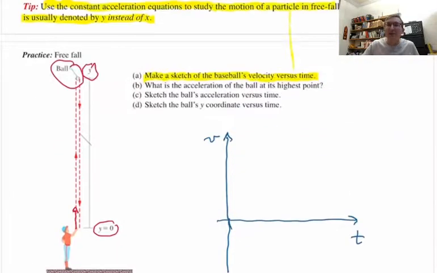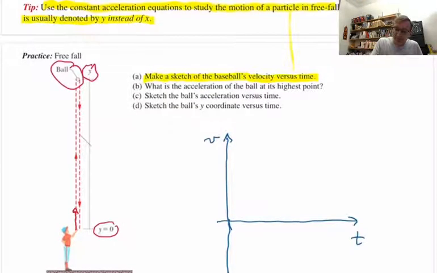Let's go back to the next question. B. What is the acceleration of the ball at its highest point? Up here, at that moment. What's the acceleration? I want you to think about that. Pause the video, think about it, get an answer, and then come back.